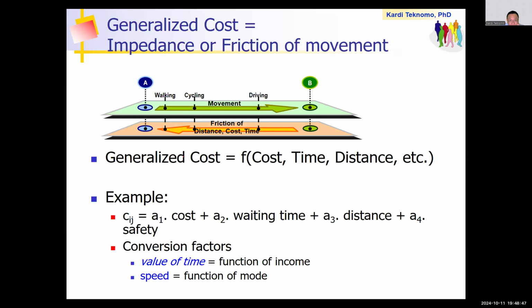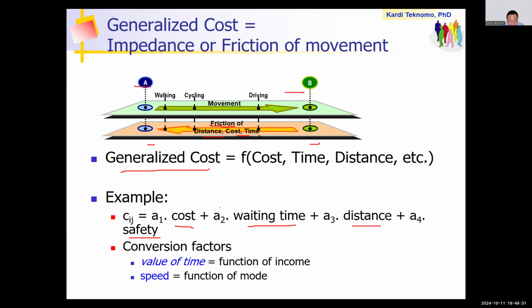So impedance or friction of the movement. You go from one place A to B or from B to A. There is some movement, but of course this movement has certain friction. Friction represents either distance, cost, time, safety, uncomfortability, and so on. These are examples of values or factors that you can include in the generalized cost, representing the friction of movement.